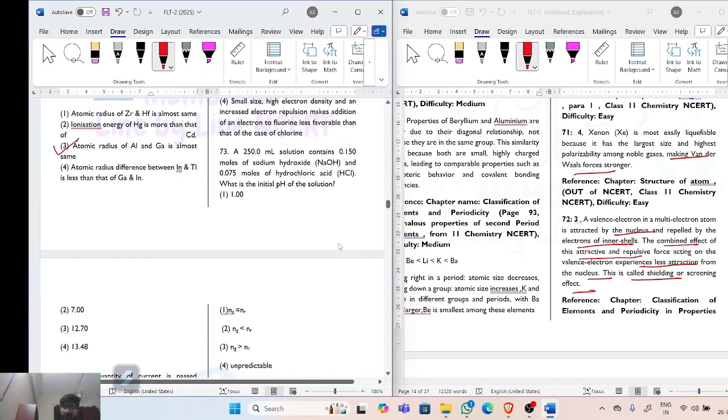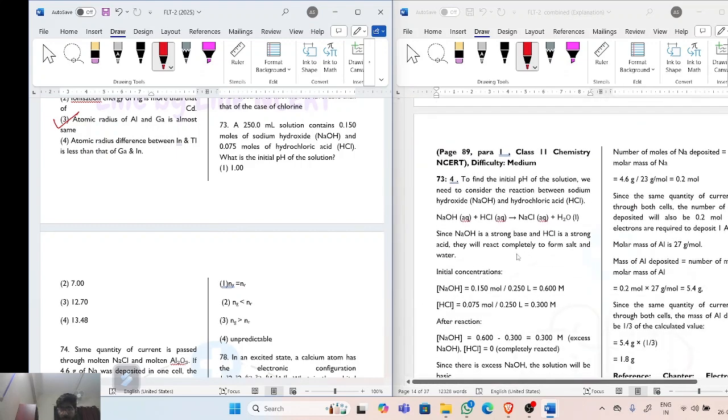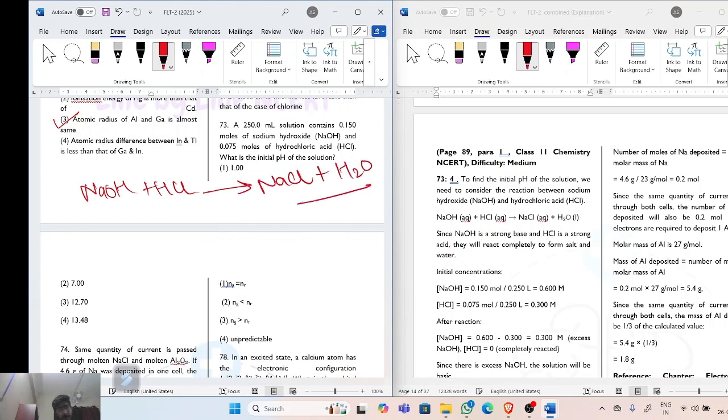Now question number 73. A 200 ml solution contains 0.15 moles of sodium hydroxide and 0.075 moles of HCl. What is the initial pH of the solution? First of all, we have to write the equation. The equation will be NaOH plus HCl gives NaCl plus H2O.